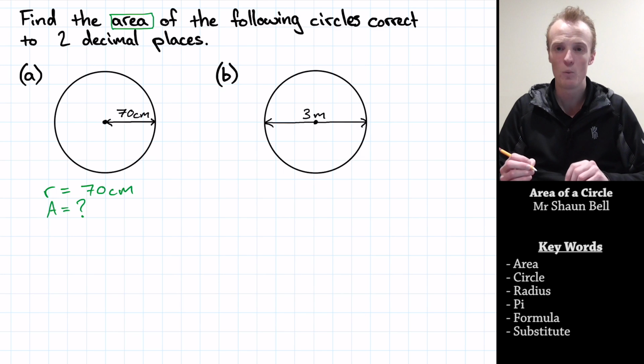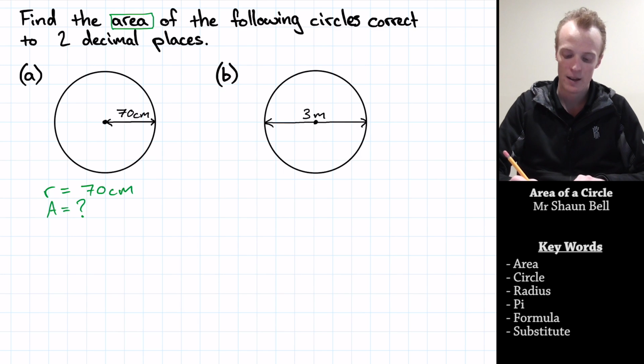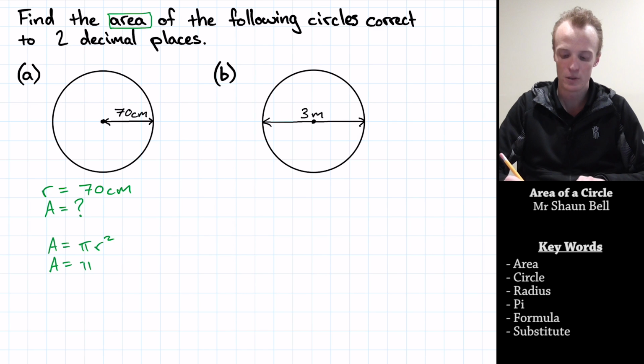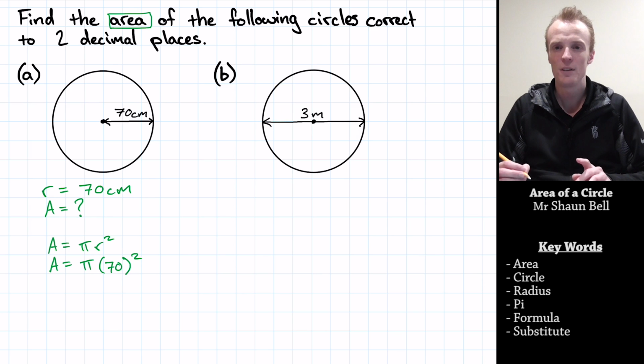From here, identify what formula would be best to use. Now the area of a circle formula is equal to pi r squared. And now I substitute back into the formula the values that I have. Now I don't have area, that's what I'm trying to find, but it's equal to the number pi times the radius of 70 squared. You'll notice that I've put the value I substitute in brackets. I frequently do this to remind myself that I substituted that value into the formula.